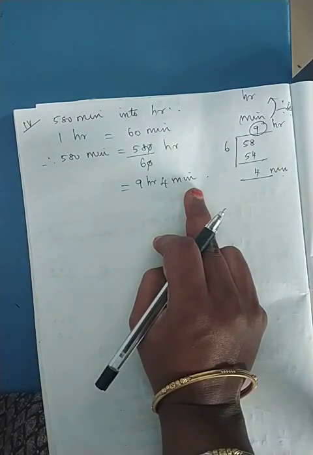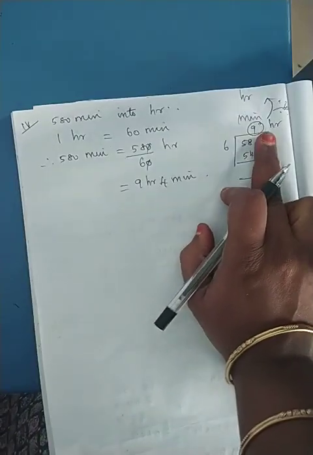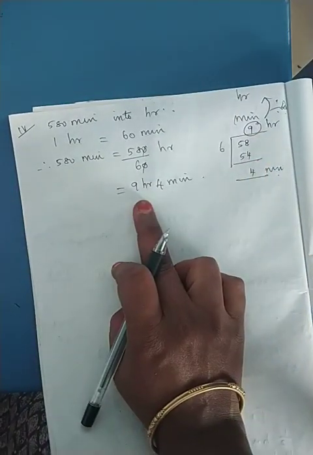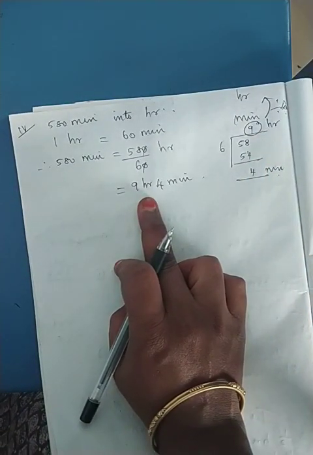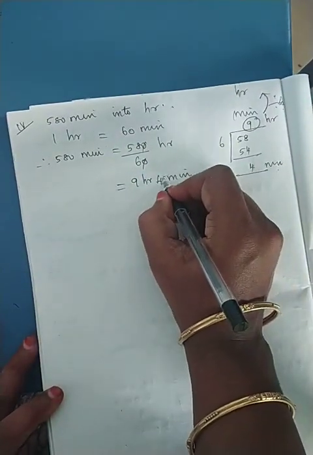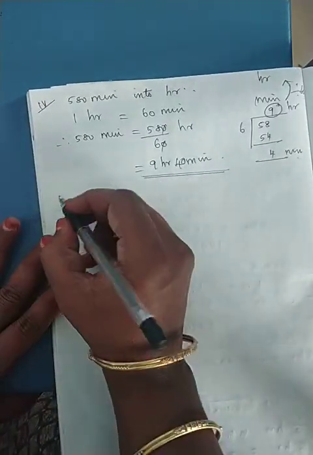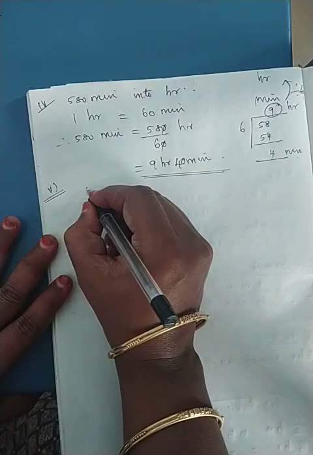58 divided by 6. So I will be getting 9 as the quotient. After 9, you will be getting 9 hours. So the remaining will be 4. So for this zero, you can directly add 0 here. So that will become 9 hours 40 minutes. Then coming to the fifth problem.